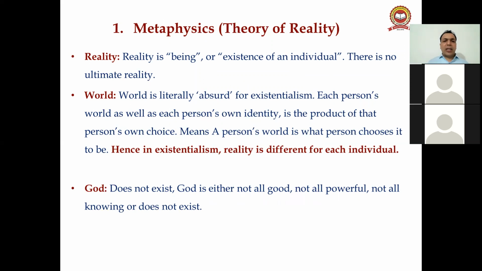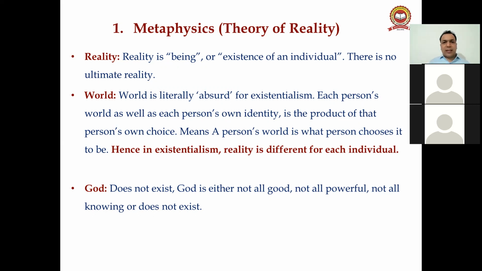Under the theory of reality, existentialists say that reality is the being or existence of an individual. There is no ultimate reality; reality is created by man. In this whole theory, you will see that it talks about the existence of man and the development of the personality of the person. About the world, they say that each person's world, as well as each person's own identity, is the product of that person's own choice. A person's world is what the person chooses it to be. Hence, in existentialism, reality is different for each individual.